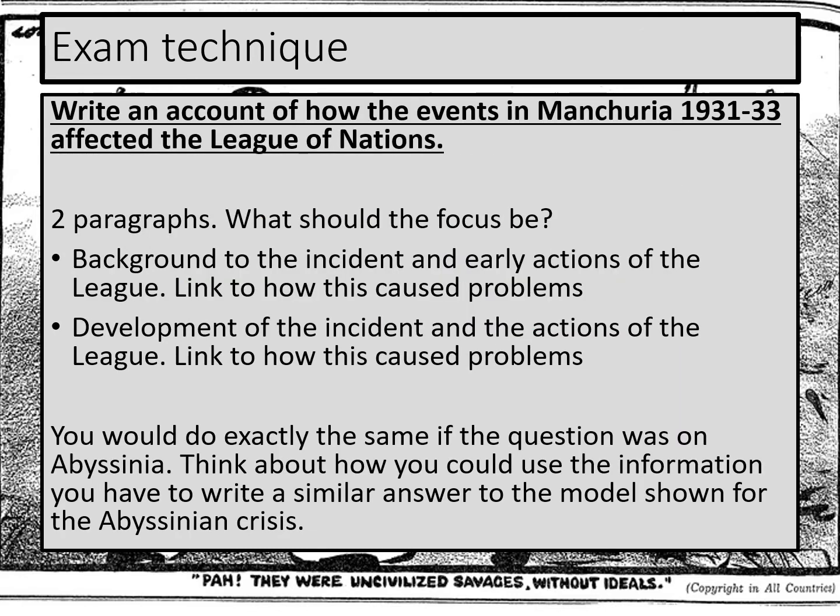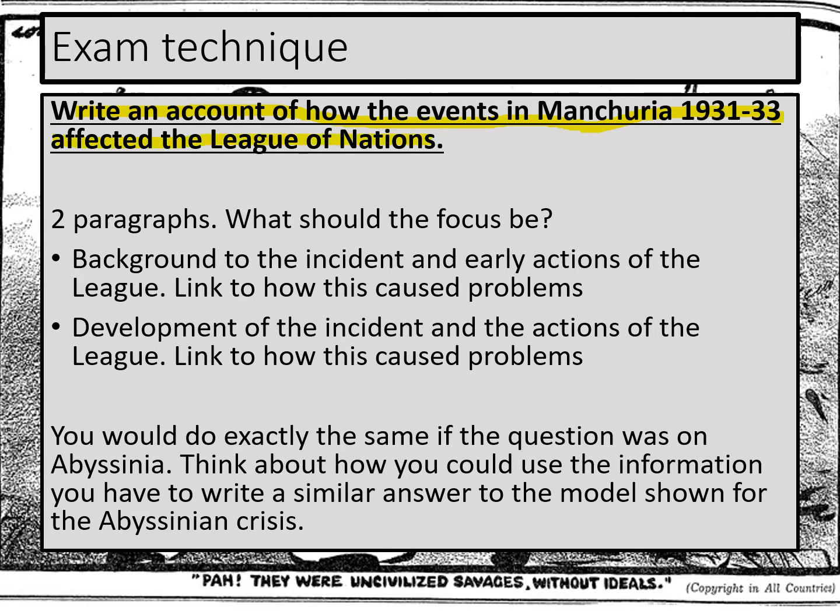Let's have a look at a specific question then. This is not based on any knowledge that we're learning this week, but it's exactly the same as the type of question that you are going to get. So write an account about how the events in Manchuria 1931 to 33 affected the League of Nations. So what would the paragraphs be on?